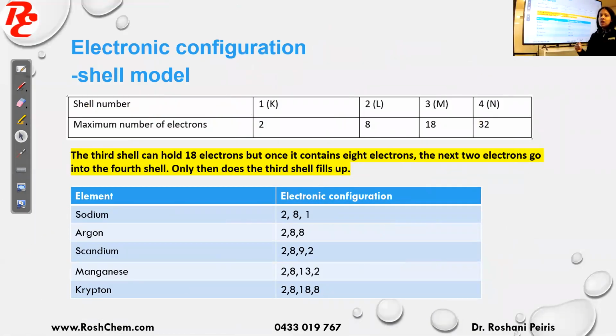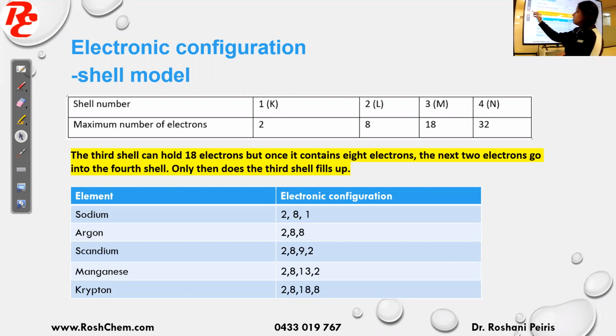Okay, now we will see how to write the electronic configuration according to the shell model. Electronic configuration shows how many electrons are in each energy level. You can see here, the first energy level can have 2 electrons, the second one can have a maximum of 8 electrons, the third one is 18 and the fourth one is 32. These are the maximum number of electrons that you can find in any energy level.